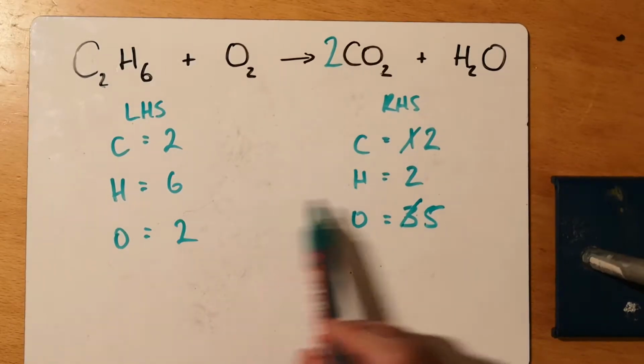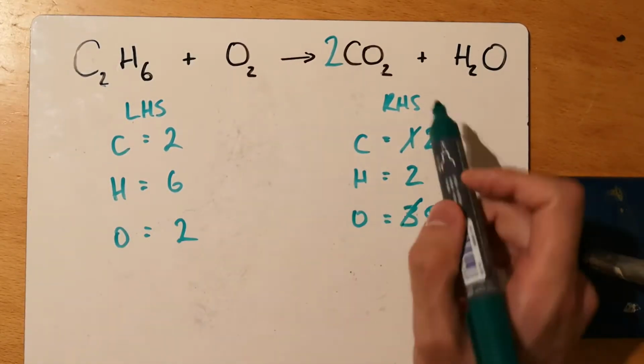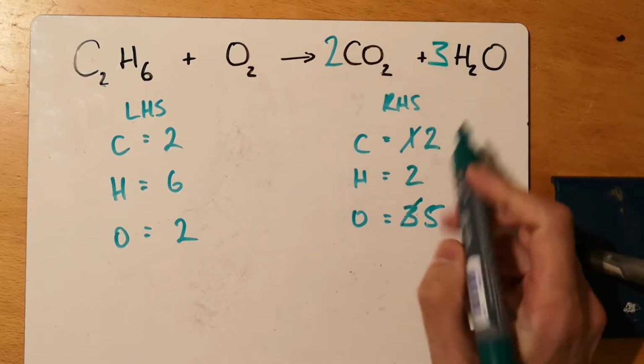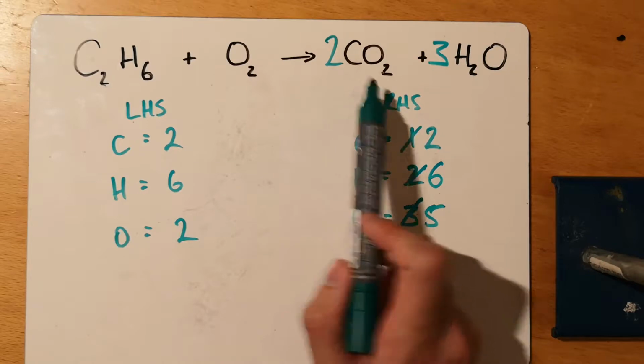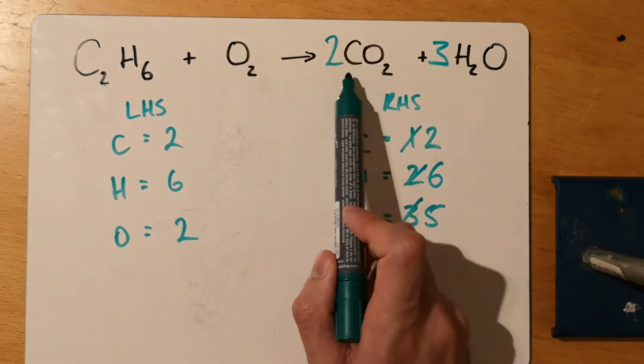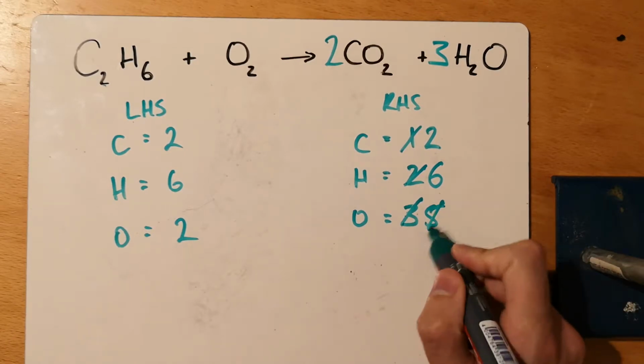Next up, I'm trying to get my hydrogen sorted, because I'm leaving my oxygens till last. I've got to get this up to 6, so I'm going to put a 3 there, which gets that to 6. And I'll check my oxygens again. It's often easier just to go through and count again. I've got 4 here, and now 3 here. So my oxygens are up to 7.